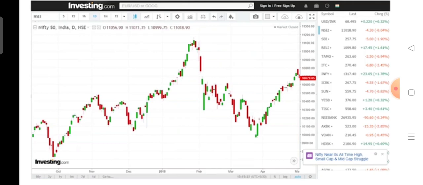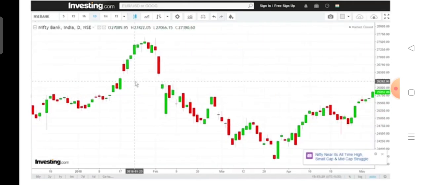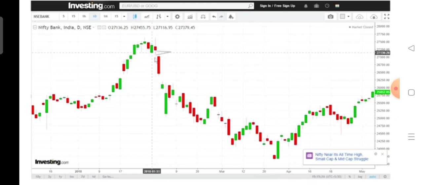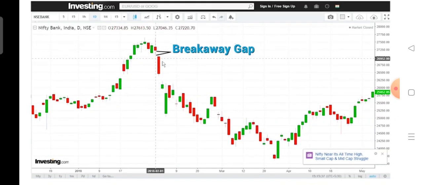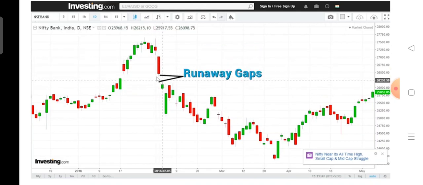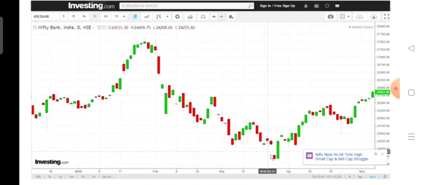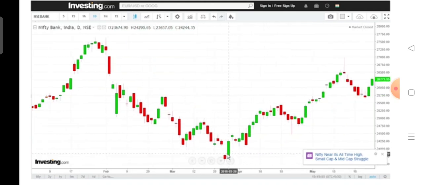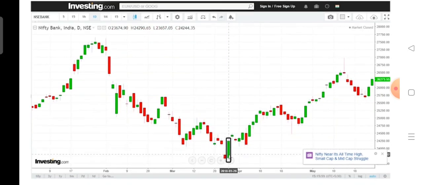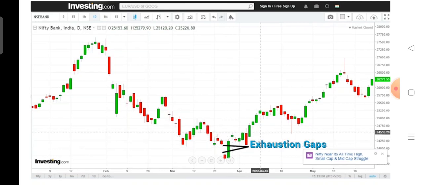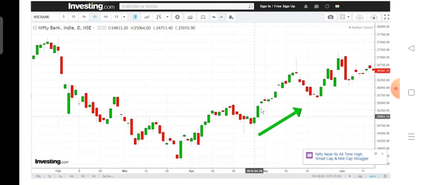Let us look at the Bank Nifty chart here. On the downside, we can see examples. Here you are seeing a breakaway gap after this consolidation, and see, this was a runaway gap that was formed. There were many runaway gaps formed during the down move. Now look at this gap. This was again an opening in the downward direction, and after that the gap was filled within the next two candles, and eventually the Bank Nifty moved much higher.